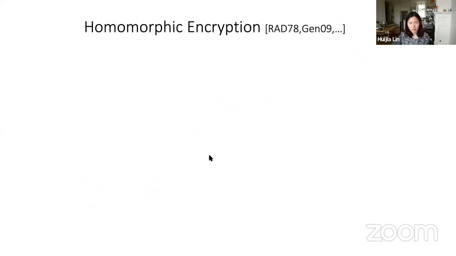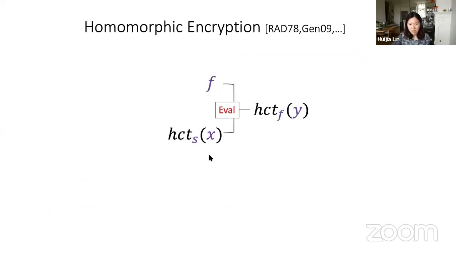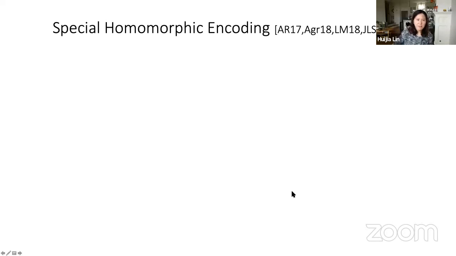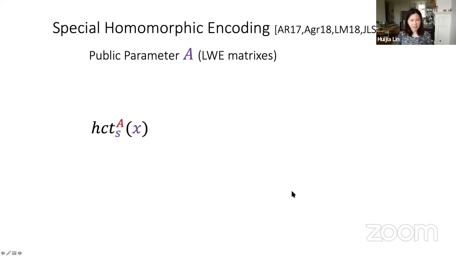So what is this special homomorphic encoding? We are all very familiar with homomorphic encryption. It allows us to evaluate the function f homomorphically and get the encryption of the output. The nice part is that it has very simple decryption, nearly linear. We saw that a linear operation will already give us the output perturbed with some noise. The special homomorphic encoding actually separates the homomorphic evaluation into two parts. First, it starts with some public parameter A that is shared across different instances of this homomorphic encoding. Encryption depends on both the secret key as well as the public parameter. And these parameters A are really just LWE matrices, lots of them.